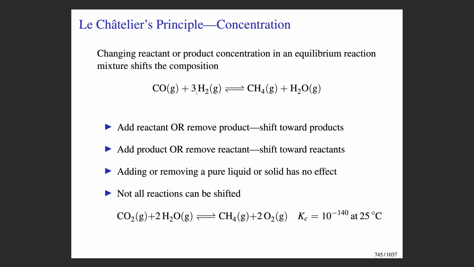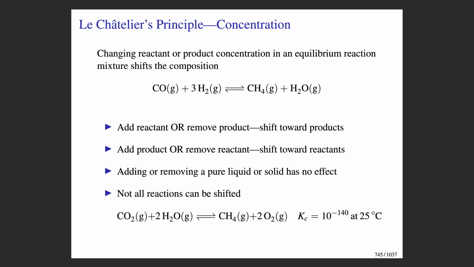Or you could remove a reactant. So for example, we could siphon off some of the hydrogen gas. That has the effect of pulling the reaction towards the reactant side. So if you siphoned off the hydrogen gas, that would cause the amount of carbon monoxide to increase a little bit, and the amount of methane gas and the amount of water vapor at equilibrium would decrease. Okay, so you can push the reaction or pull the reaction either way by adding or removing a gaseous or aqueous reactant or product.